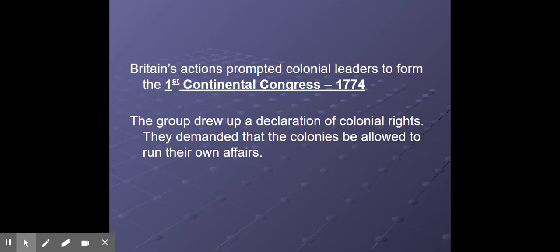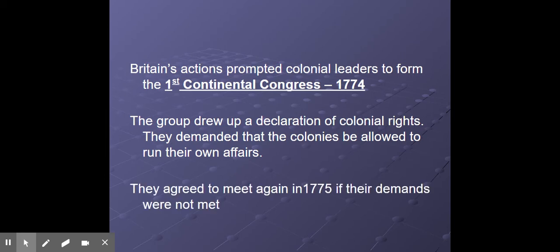But if you ignore us and you ignore this petition and you keep doing the things that you're doing that are making us mad, we're going to meet again in 1775. And if we meet again in 1775 and you haven't addressed any of these problems and you've ignored us and things have gotten worse, we're going to be talking about something different, okay? We're not going to be so peaceful in 1775. If we meet again, we will be talking about war, okay? So be prepared. All right.